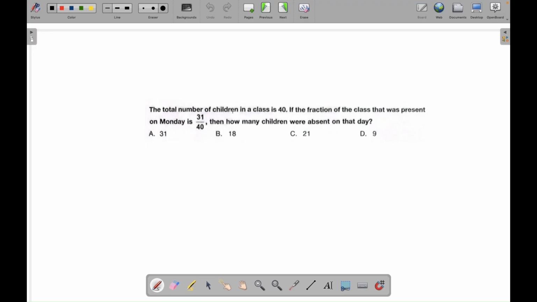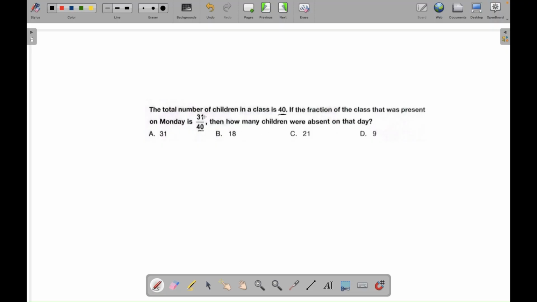The total number of children in a class is 40. If the fraction of the class that were present on Monday is 31 by 40, then how many children were absent on that day? Right, so you are already given the denominator 40, and the numerator says the number of students that are present, because we are given the fraction of the class that was present, which means 31 out of 40 students were present.